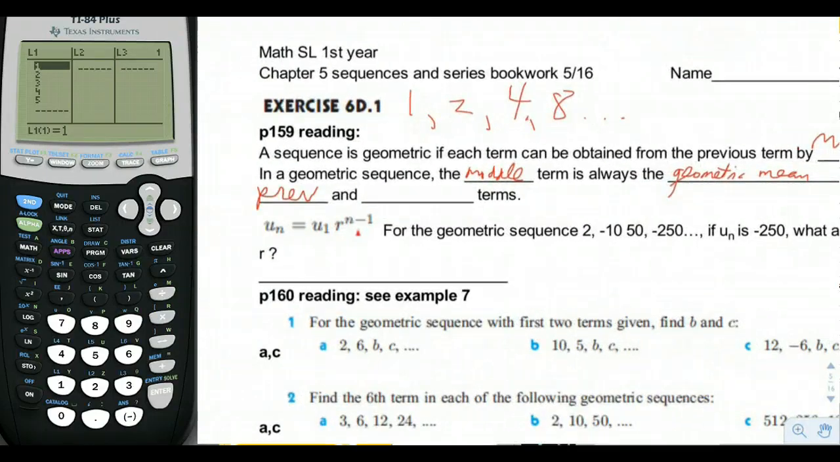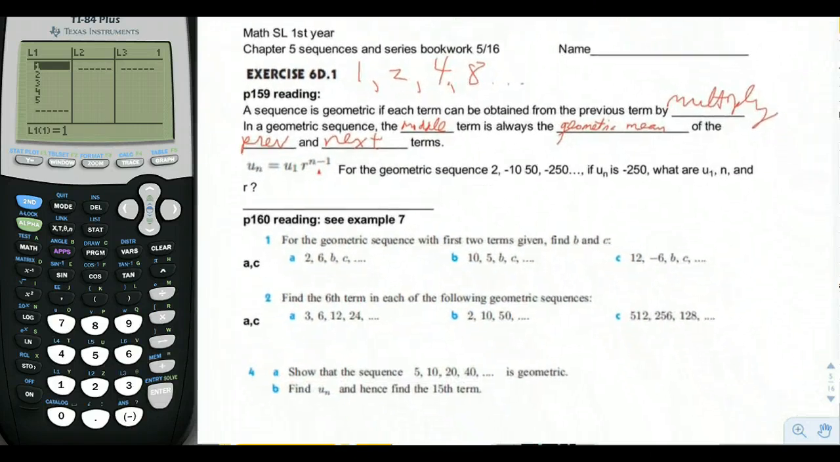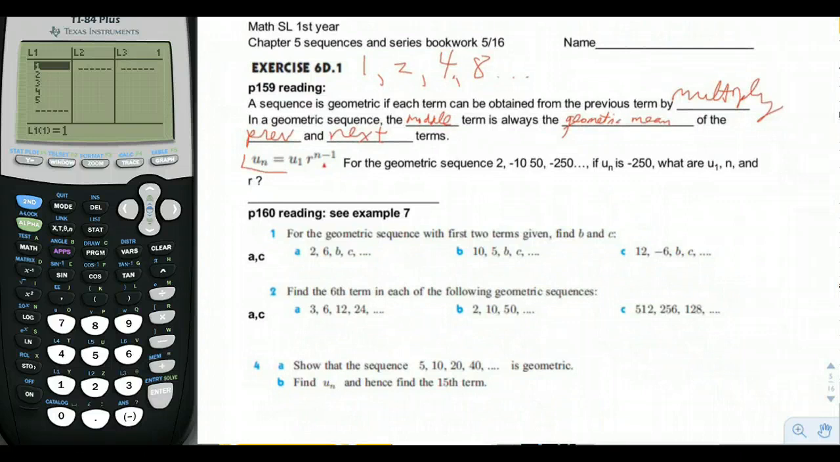Okay, so this is the equation that you can use to find out what the general term, the nth term, is, based on the first term of the sequence, the common ratio, which is r, and the index, which is n. So if you know those three things, you can figure out the value of the nth term or the general term without having to calculate every single term in between.